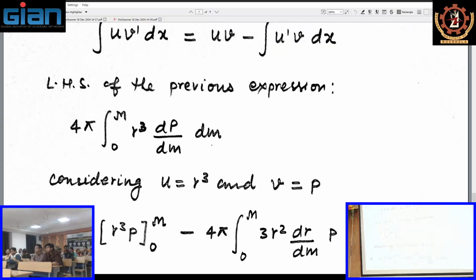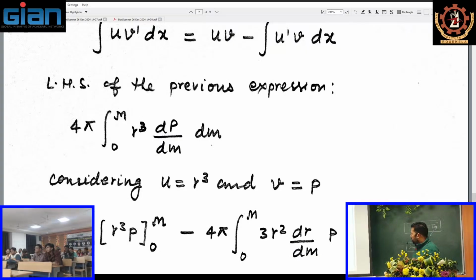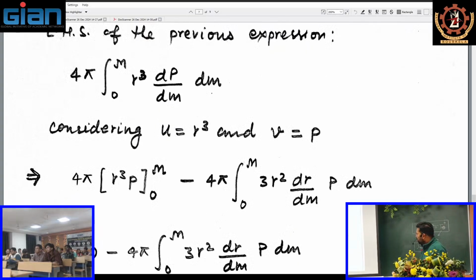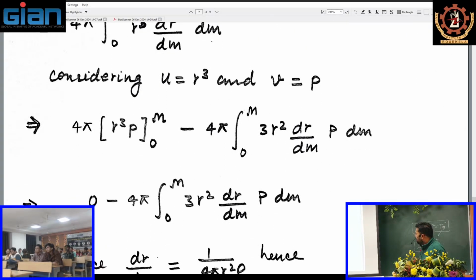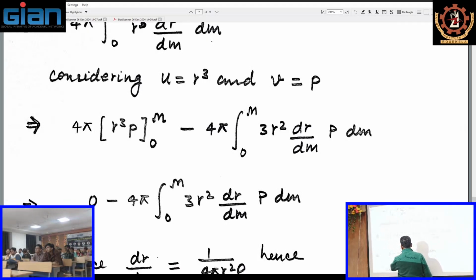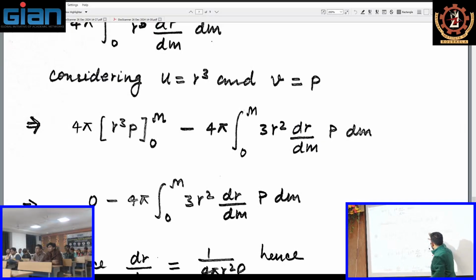Okay, what about this term? So we are left with this term here, this one. So we have to focus on this term. Yes, this is what is mentioned here. This is 0, and now we have minus 4 pi and the integration. This is the integration.